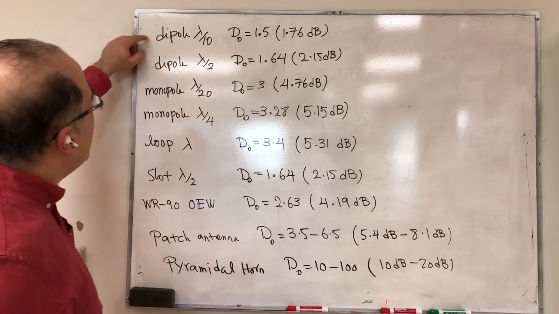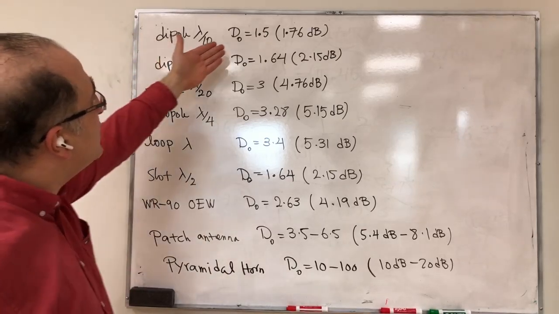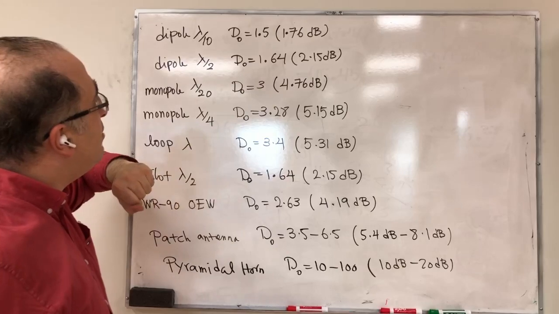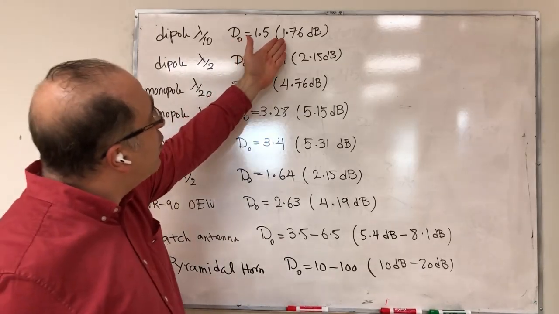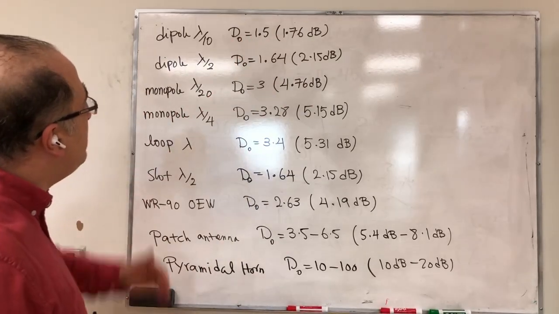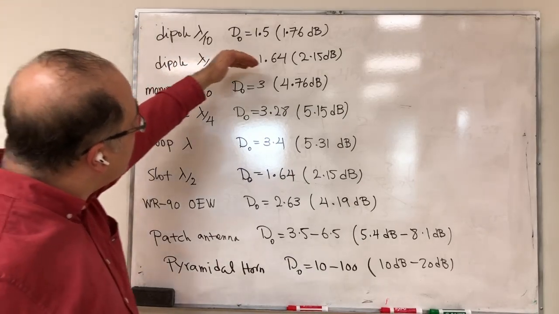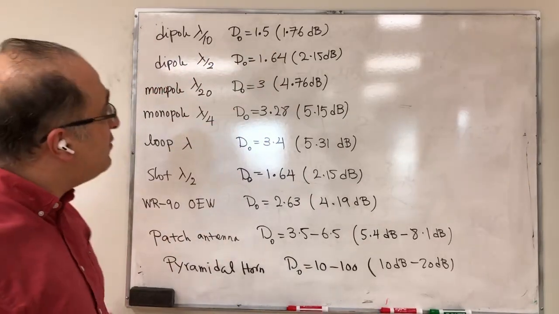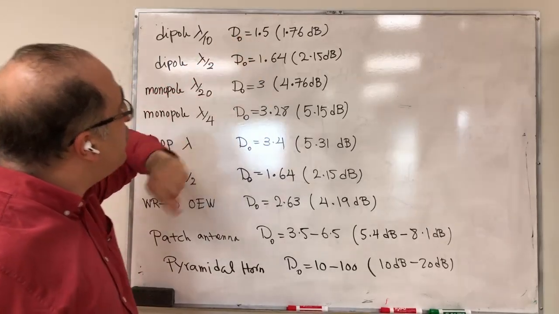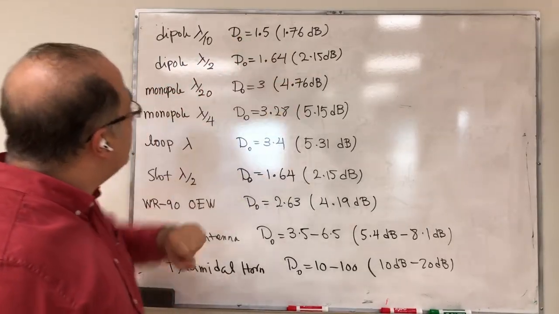So for lambda by 10 dipole antenna, we saw 1.5 dimensionless directivity or 1.76 dB. We saw that we increased the length of the dipole and therefore we increased the directivity from 1.5 to 1.64, and this is the dB value.